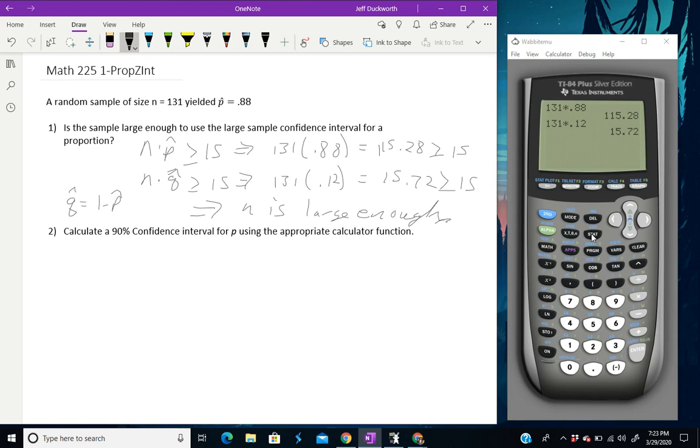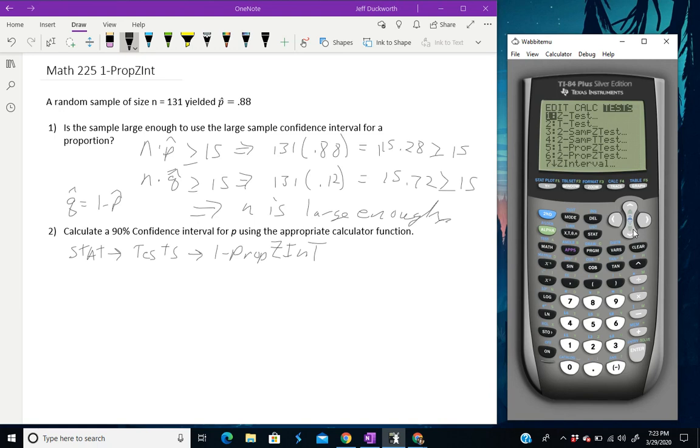In order to get there, we go to stat, tests, 1-PropZInt. Okay, so let's do this on our calculator. Stat, arrow over to tests, 1-PropZInt. I don't see it on this page, so let's scroll down until we find it.